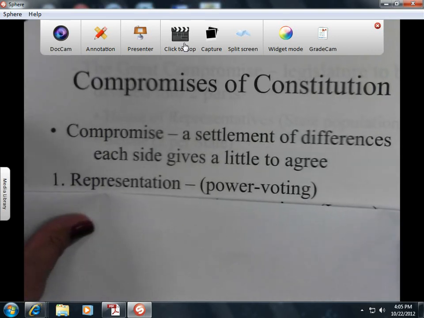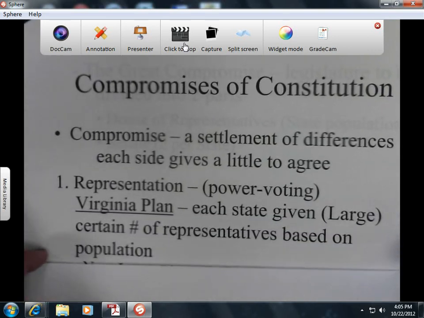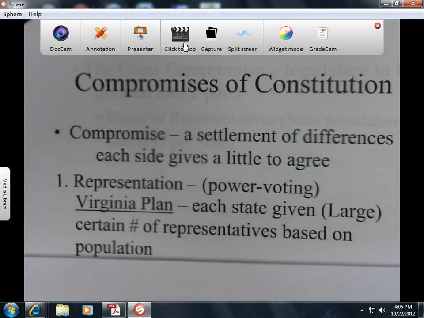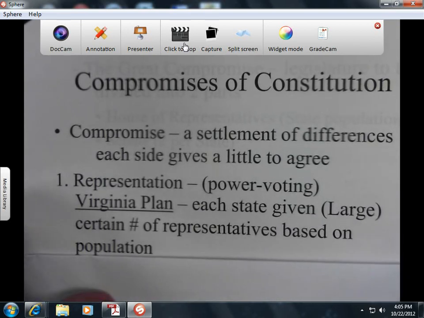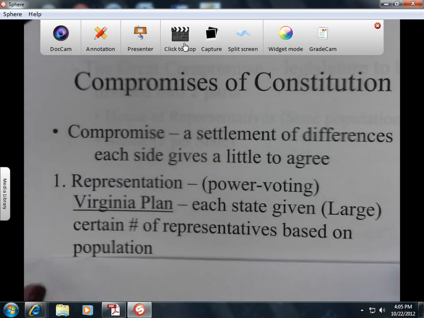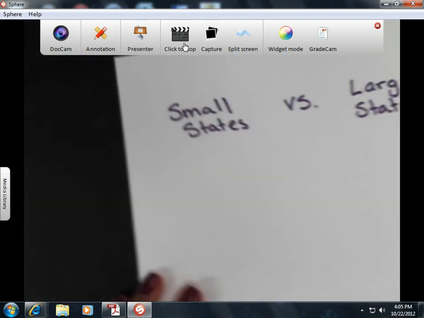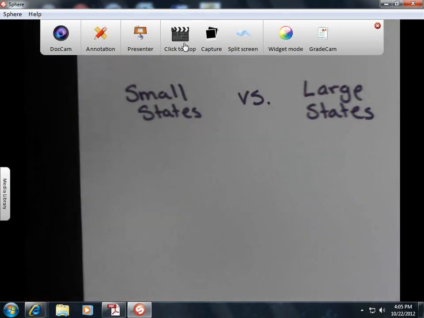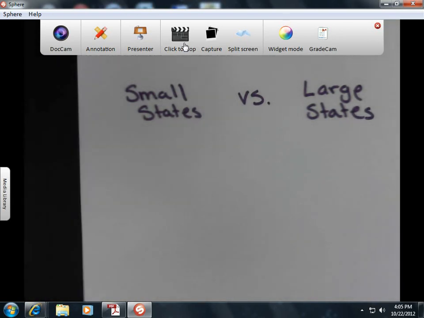So we're going to look today at the first plan. The first plan was called the Virginia Plan. What I'd like for you to do is get out your spiral or some paper, and I'm going to do some drawing with you. If you'll walk through these notes with me and draw them on your paper, that way you can turn this in so that we have proof that you've watched the video. So on your paper at the top, go ahead and write down small states versus large states. Okay, so we've got the small states versus the large states.